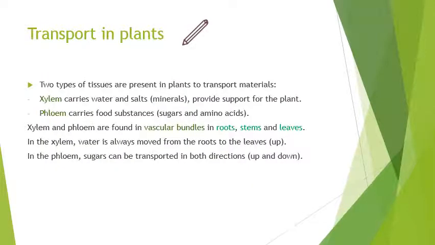So we have seen the slide before. Hopefully now it makes even more sense than before. So to sum it up thus far, we have two types of tissues, xylem and phloem. Xylem carries water and salts, and phloem carries sugars and amino acids. They are found together in vascular bundles in roots, stems and leaves. And I've added on two points here, which is that in the xylem, water and minerals are always moved from the roots to the leaves, that's up, and in the phloem, sugars and amino acids can be transported in both directions, up and down.